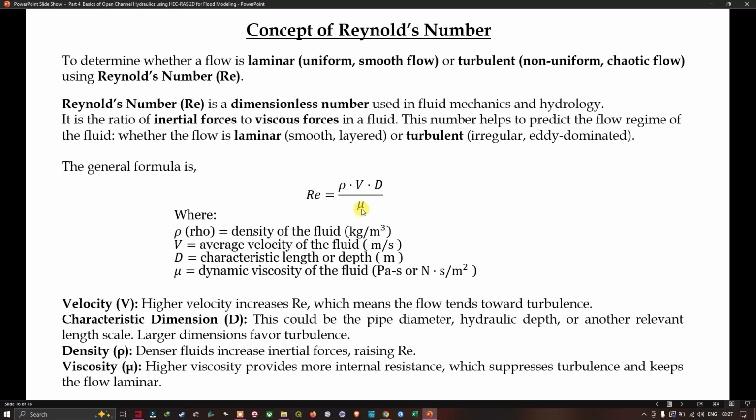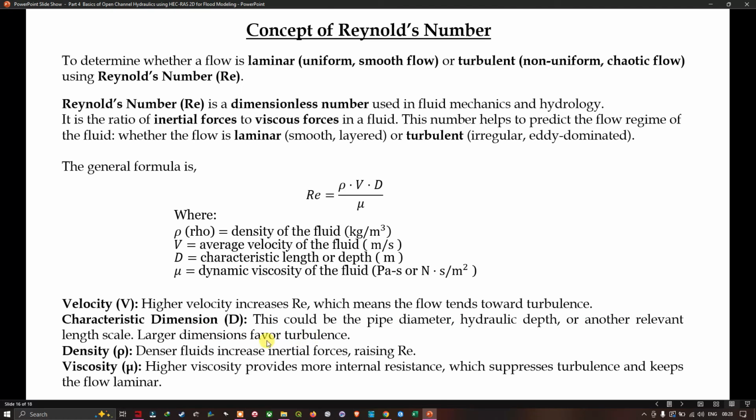So rho indicates the density of the liquid in kg per meter cube, v is the average velocity of the fluid in meters per second, d is the characteristic length or the depth in meters, and last is nu, the dynamic viscosity of the liquid in pascal seconds or newton second per meter square. The higher velocity increases the Reynolds number, which means the flow tends towards turbulence. The characteristic dimension could be a pipe diameter, or a hydraulic depth, or other relevant length scale. The larger dimensions favor turbulence.